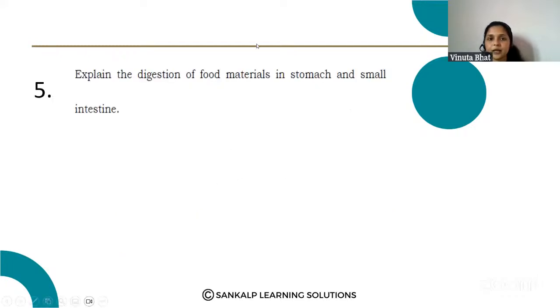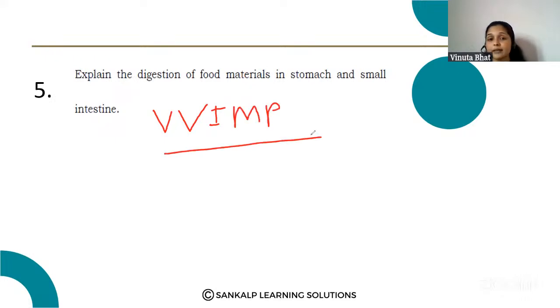Next question. Explain the digestion of food materials in stomach and small intestine. One of the very important questions. Sometimes they will ask separately: explain the digestion in the stomach, and explain the digestion in the small intestine. Here they asked together, that is stomach and the small intestine. Very important questions. Please note down the question. After that, we'll see the answer.